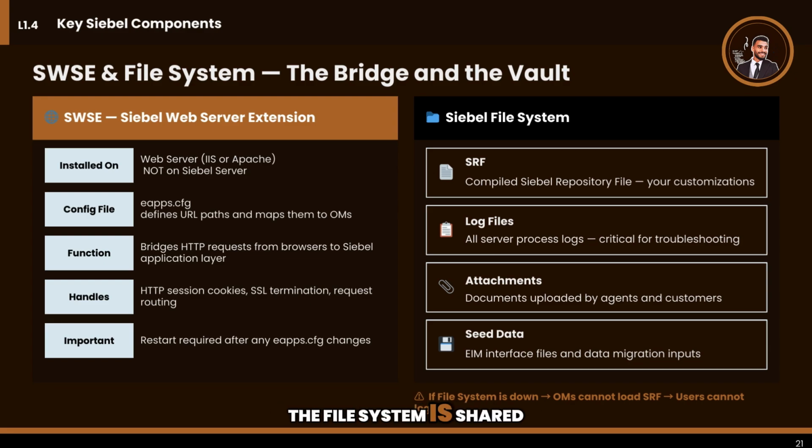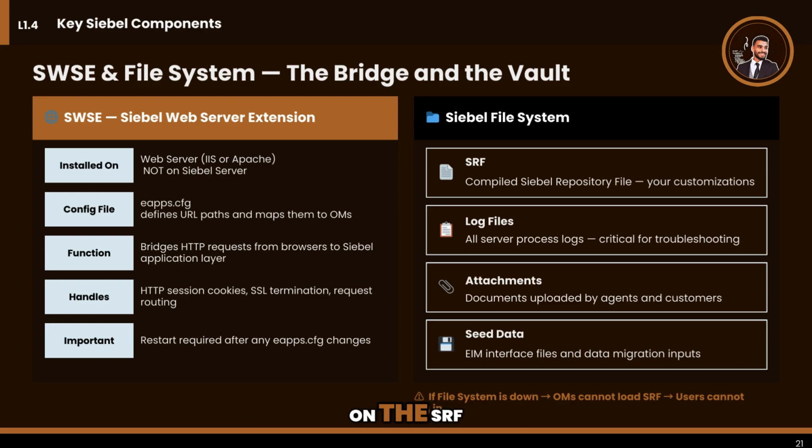The file system. The file system is a shared network directory. Every Siebel server in your environment must have read and write access to this location. The most critical file it holds is the SRF, the Siebel Repository File.